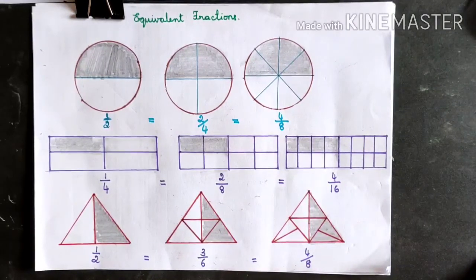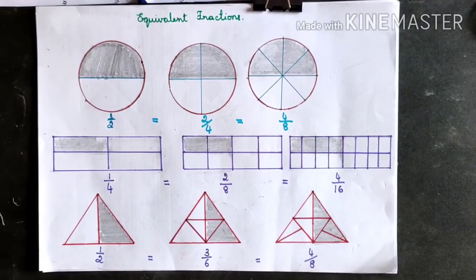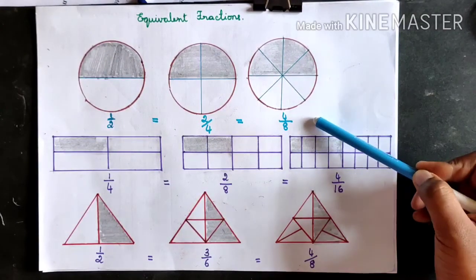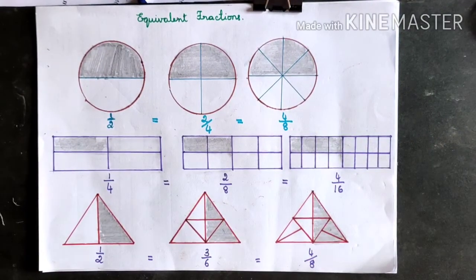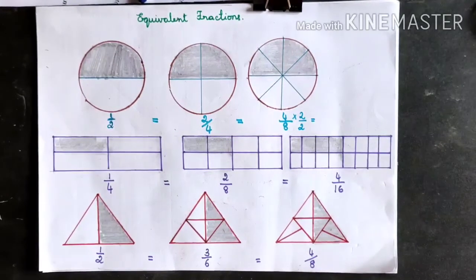How to find the next equivalent fraction? To find the equivalent fractions, multiply the numerator and the denominator of the fraction by the same number other than 0. Let us see one example. We have the last fraction as 4/8. Let us multiply the numerator and the denominator by 2. Simplifying this gives us 4 into 2 in the numerator, 8 into 2 in the denominator.